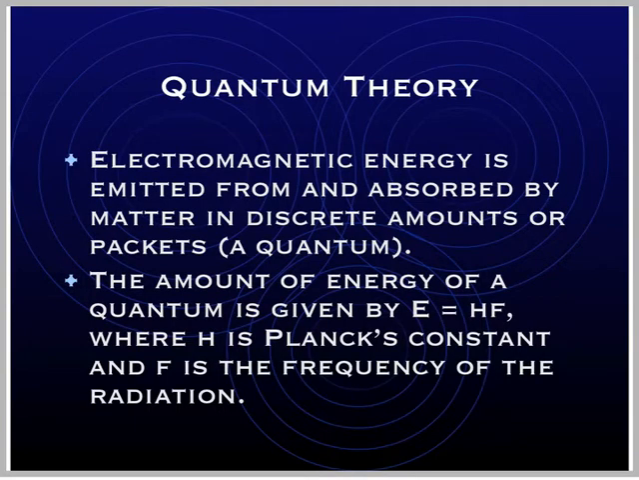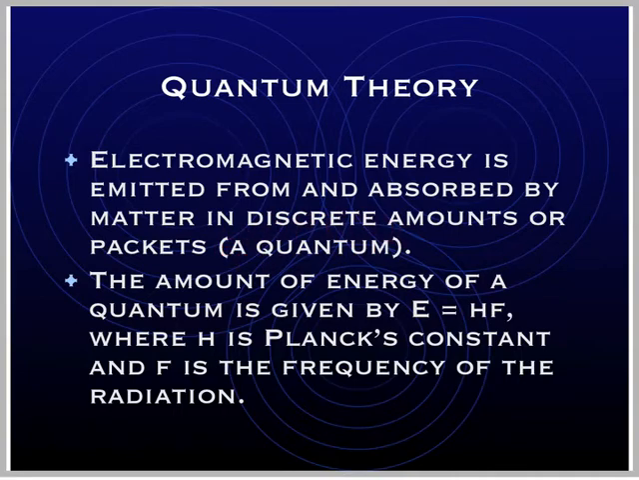Now the name of that new theory is called the quantum theory. So we're just going to start out by talking about some of the basic terminology and ideas of it, and then we will try to illustrate and show applications of it. So first of all, quantum theory says electromagnetic energy is emitted from and absorbed by matter only in discrete amounts or packets or packages, and a package is called a quantum.